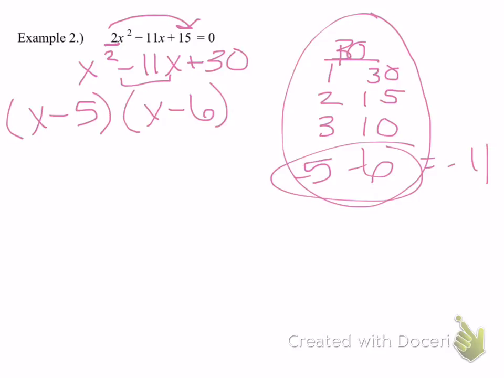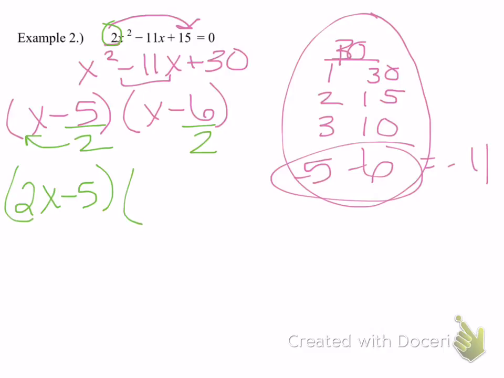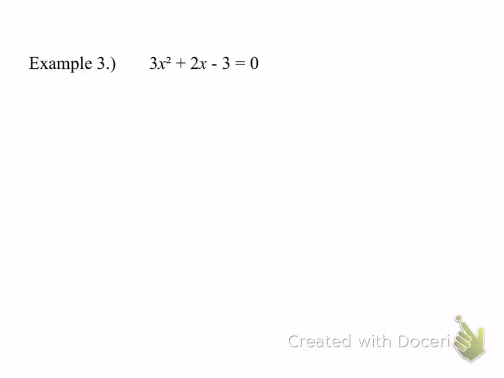Next step, we have to take back the 2 that we borrowed by dividing both of these by 2. This first one does not simplify, so we got 2x minus 5 because we take it to the front. And then the next one, it does simplify, so we have x minus 3. It's our wonderful answer. Cool, on to the next. All right, here we go.